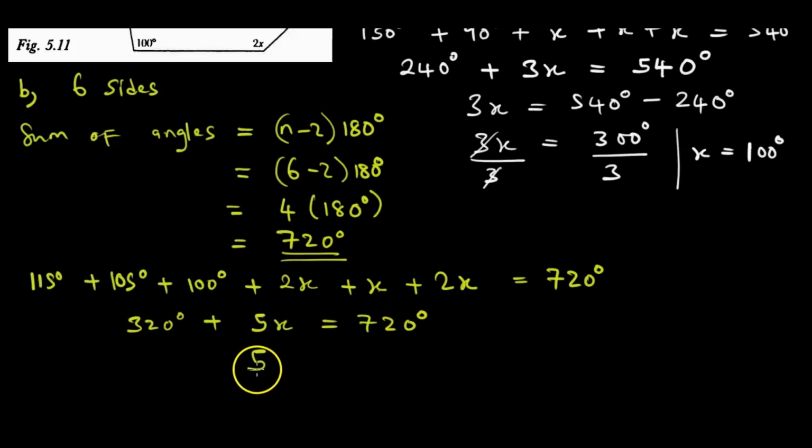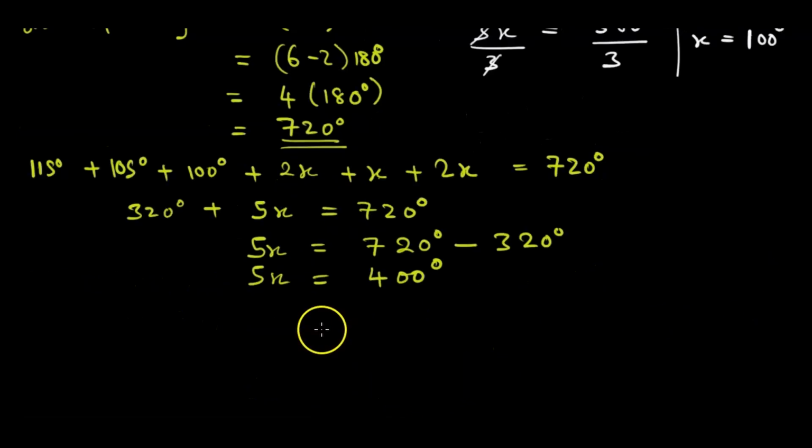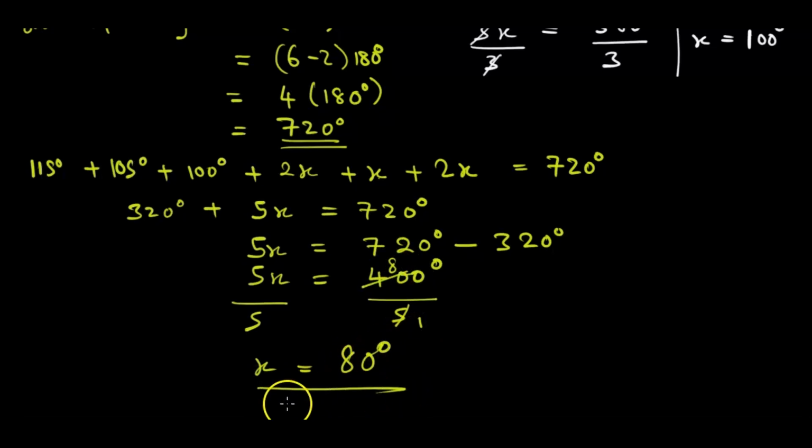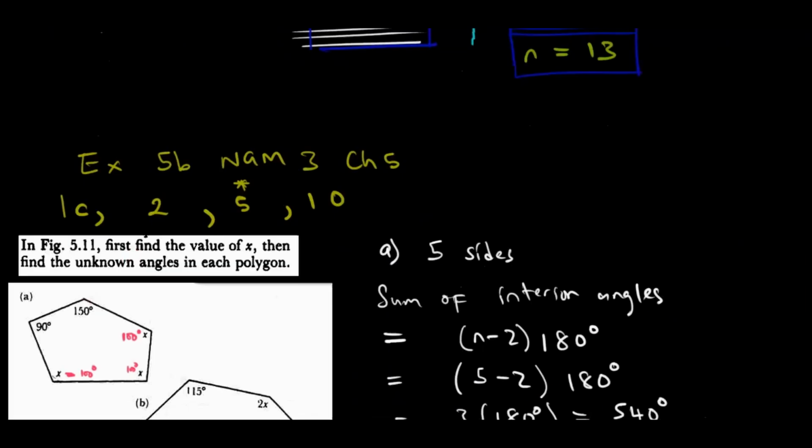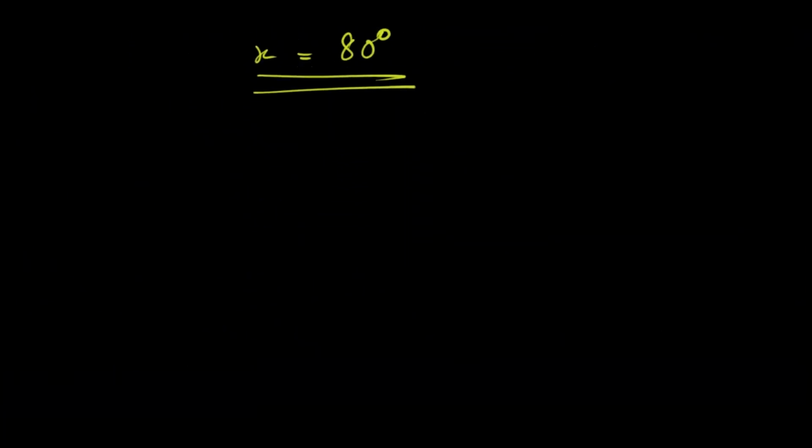So 320 goes over there, and 5x is equal to 720 subtract 320. So what do we get? If we do the subtraction, we get 400 degrees. Then of course we divide both sides by 5. So x is equal to what? 5 into 5, 1 into 40, 8. So x is equal to 80 degrees. So that is the help we had.